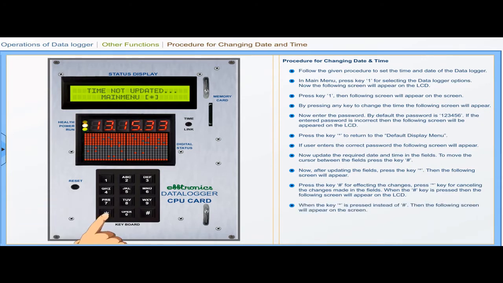When the star key is pressed instead of hash, the following screen will appear on the screen. Press the star key to return back to the default display menu.